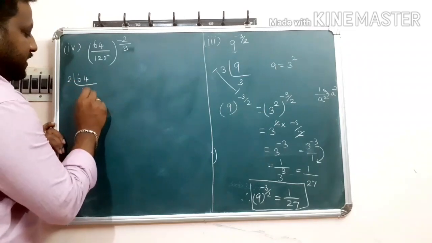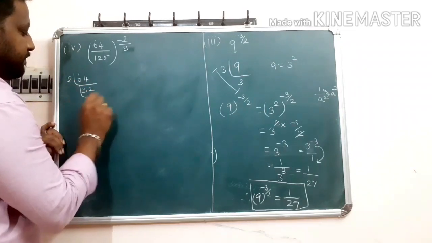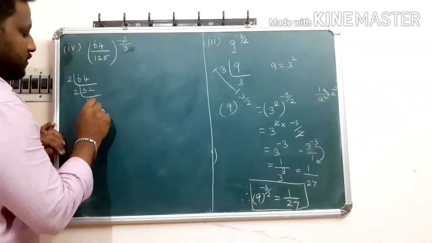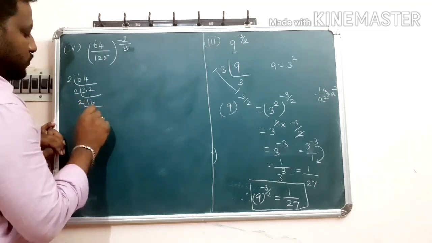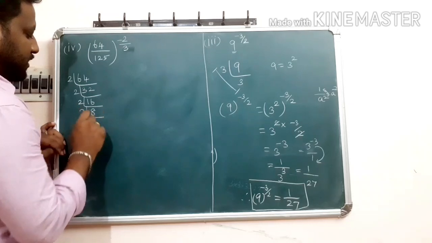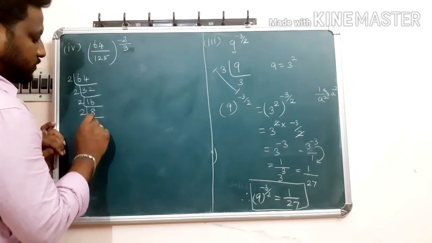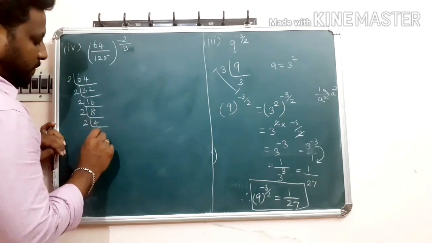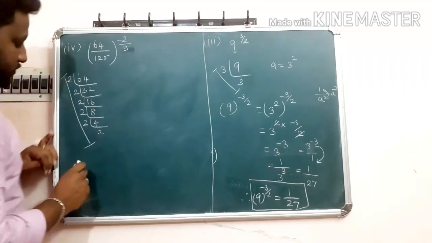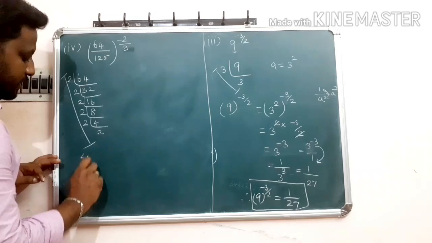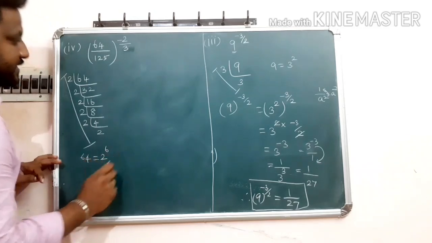2 3s are 6, 2 2s are 4. So 2 1s are 2, remaining 1, 2, 6 2s are 12. Again 2, 8 2s are 16. Again 2, 4 2s are 8. Again 2, 2 2s are 4. So how many times? 64 is equal to 2 power 6.